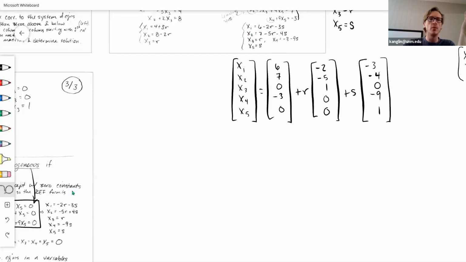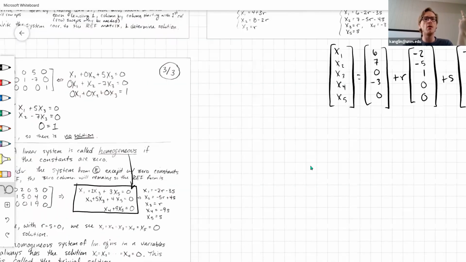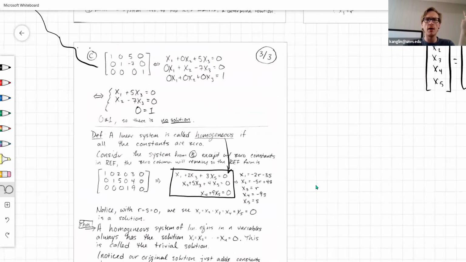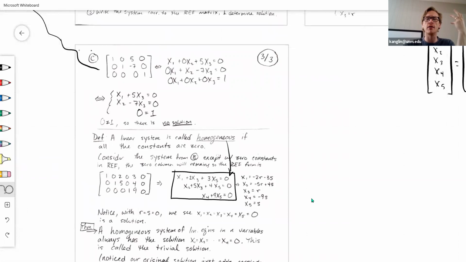So notice we had a 6 out front of the negative 2r minus 3s. The negative 6 is gone now. We had a 7 up here in front of the negative 5r minus 4s. The 7 is gone now here. So those constant parts somehow came from not having zeros on the right-hand side. When you have zeros on the right-hand side, you'll lose those constant parts and only have this stuff in terms of your parameters. So that's a really unique fact here.